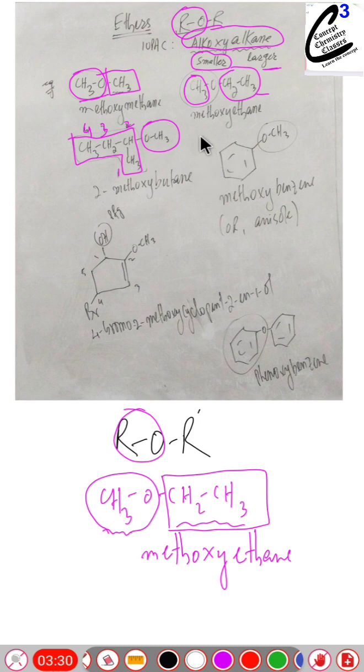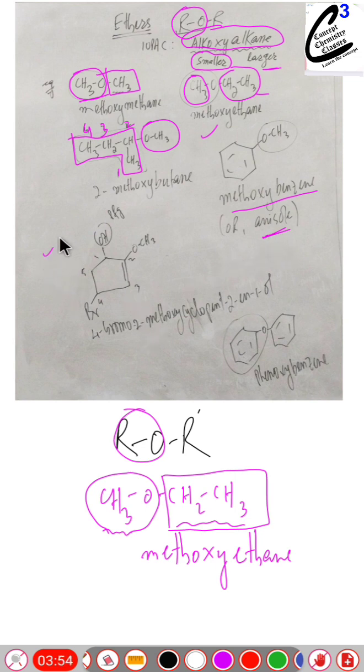Now the next example is OCH3 attached to benzene. So benzene has to be our chain and methoxy has to be the side chain. So methoxybenzene is the IUPAC nomenclature of this compound. This is an unsymmetrical ether. Its common name is also anisole, right?